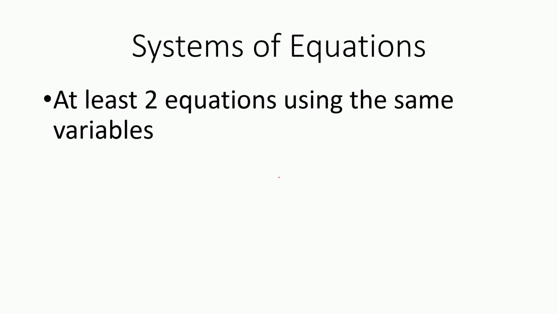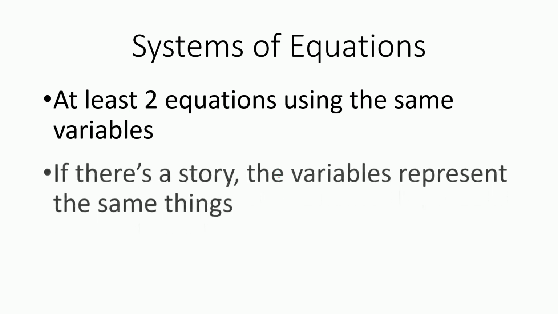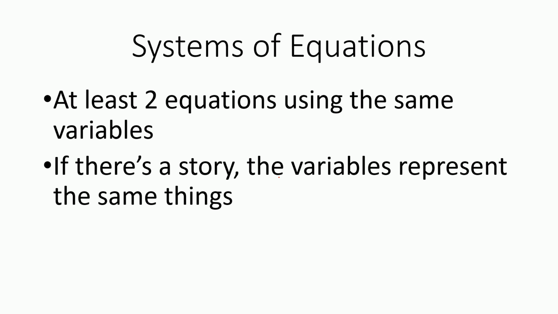So if there is a story that accompanies the system, or if there's a story where you have to create a system, then the variables must represent the same things. That way we know that they're the same variables and they're representing the same things in the story. So that's really all a system of equations is. We're going to start by getting into solutions.